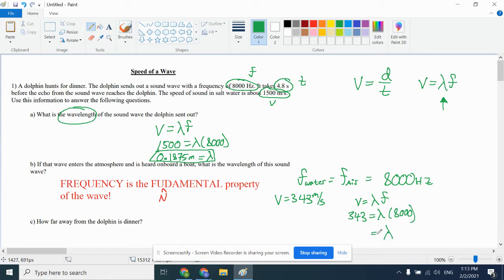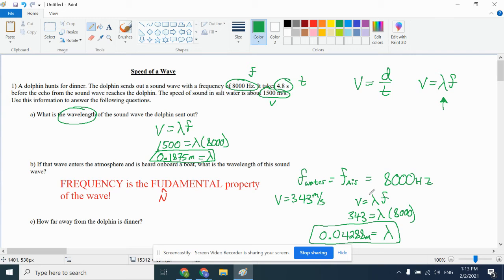People might be saying, how did I know the speed was 343? Because I've been doing this for a very long time. 343 is the standard accepted speed of sound in air at STP. The wavelength is 0.04288 meters.